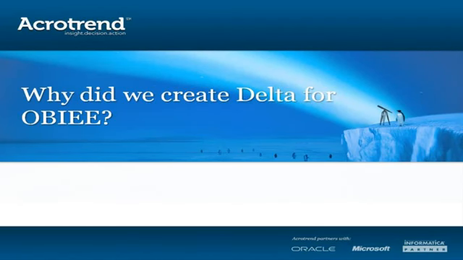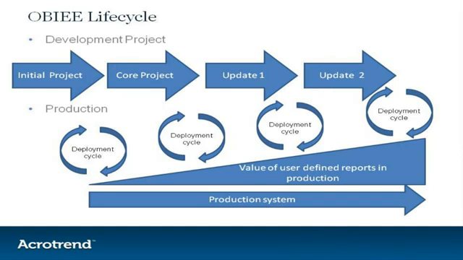I'm the Chief Technology Officer with Acrotrend, and I want to talk to you today about why we created Delta for OBIEE. In the typical OBIEE project, you have a development environment which starts with an initial project. This then goes through a system test cycle and a UAT cycle before being deployed on production.